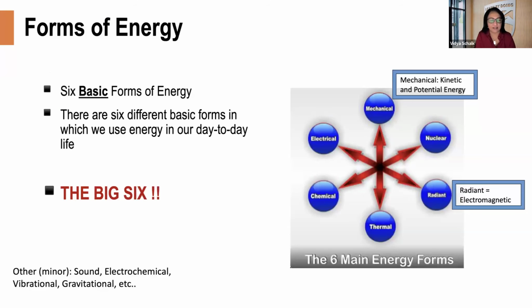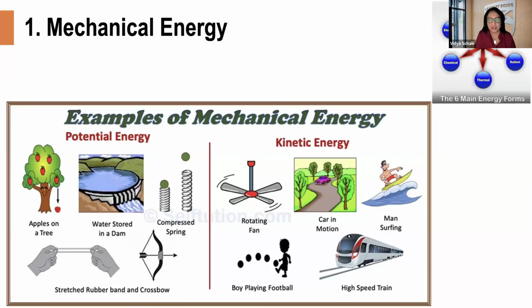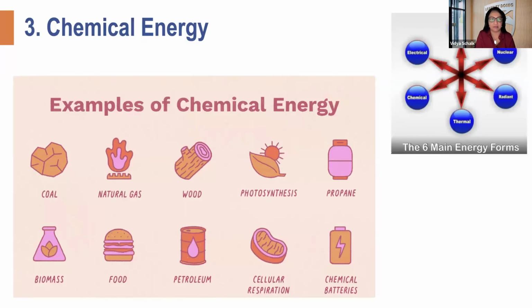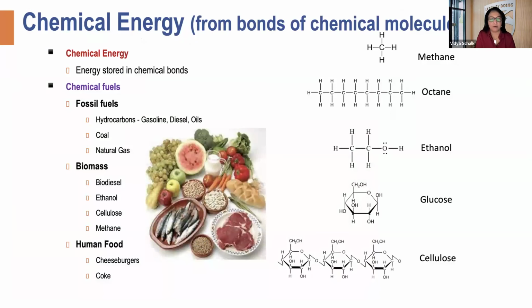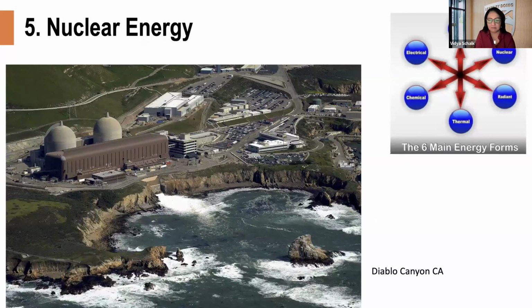So we talk about the 6 basic forms, and it's important for them to realize what they are. And then I go through that in more detail, just one slide for each. I'm just going to zip through this, so you can see the different forms, and a few minutes per each, I explain to them what it is. And then my favorite thing is nuclear energy, and we have a fantastic Diablo Canyon nuclear power plant.